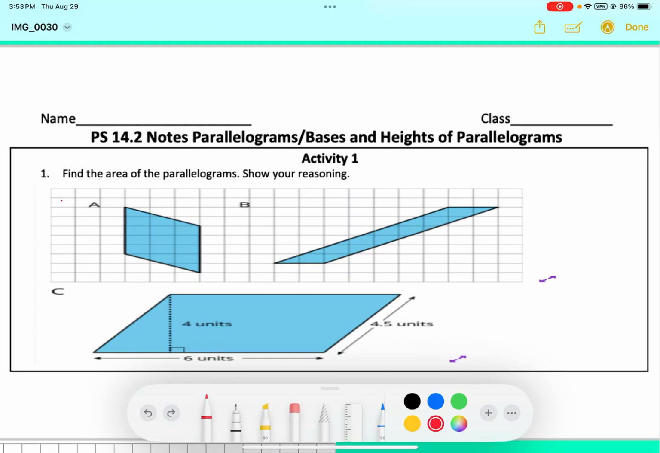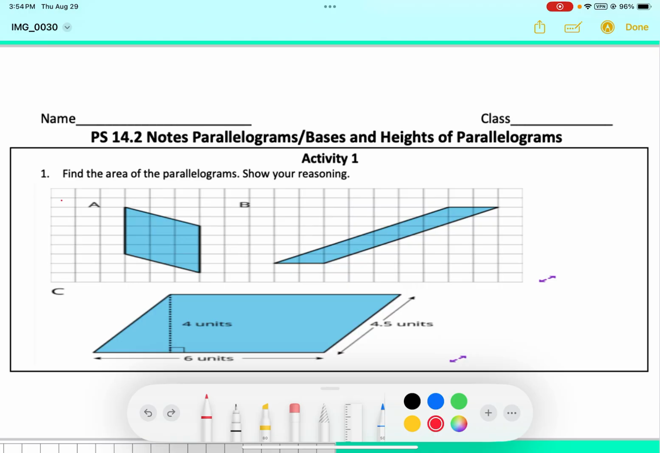Welcome to Priority Standard PS 14.2, which is parallelograms, including bases and heights of parallelograms. Make sure you are following along and that you've done the warm-up before you start on Activity 1. You should have done the warm-up as a class.